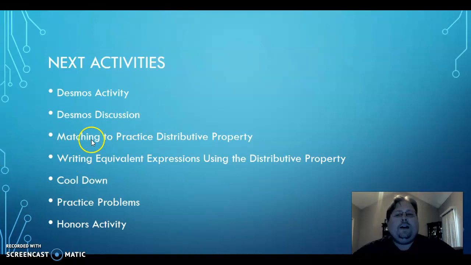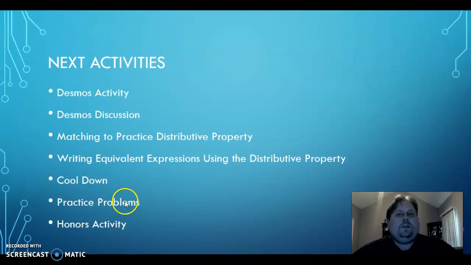Then you're going to have a matching to practice the distributive property. So you're going to match an expression that has the number on the outside of the parentheses with some stuff with letters and numbers on the inside, and you're going to find an equivalent expression for that. It should look fairly familiar because I know we've done those in class. You're also going to write equivalent expressions using the distributive property. You'll have a cool down, and you'll have some practice problems to do.